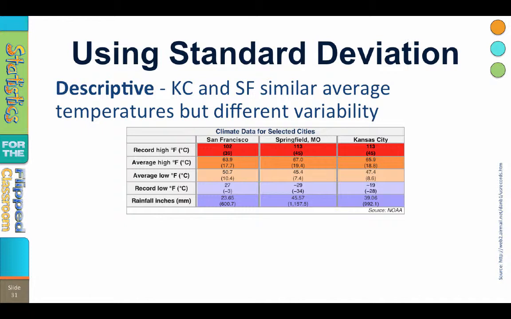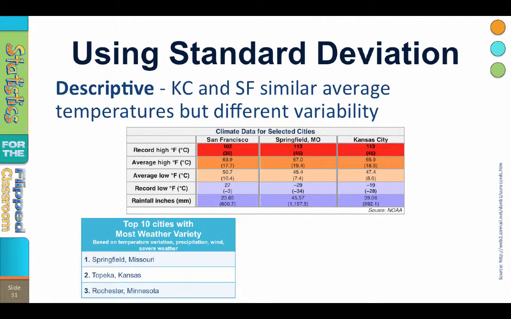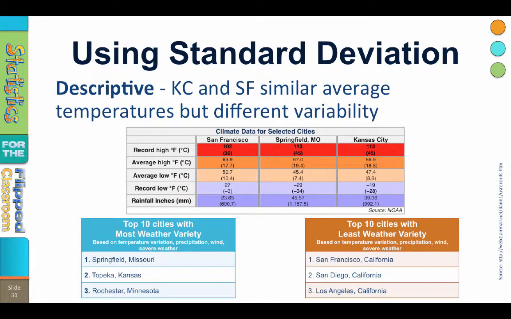Not at all. I have also included Springfield, Missouri in this table, about 3 hours south of Kansas City, Missouri. The average high and average low temperatures are still similar to San Francisco and to Kansas City, but Springfield, Missouri has the most weather variety in the nation based on temperature variation, precipitation, wind, and severe weather. Number 2 in weather variety is Topeka, Kansas, about 2 hours west of Kansas City. San Francisco, California, on the other hand, is the top city with the least weather variety.